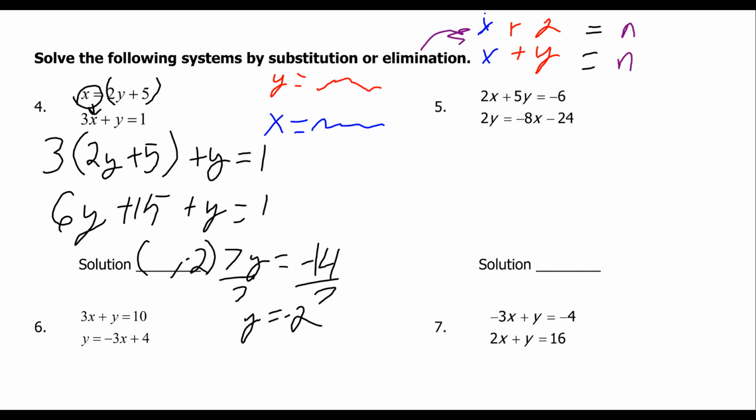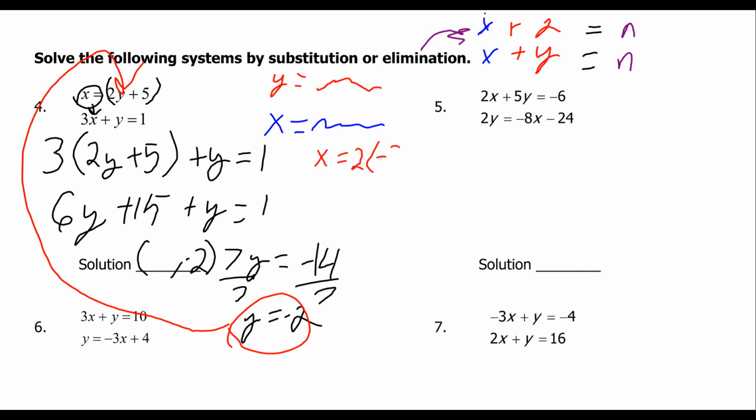Now I'm going to take that y that I just came up with and plug it back into the top. So we're going to package that up and throw it right back into there. And that means we're going to have x equals 2 times negative 2 plus 5. Now we've got x equals negative 4 plus 5, and x equals 1.